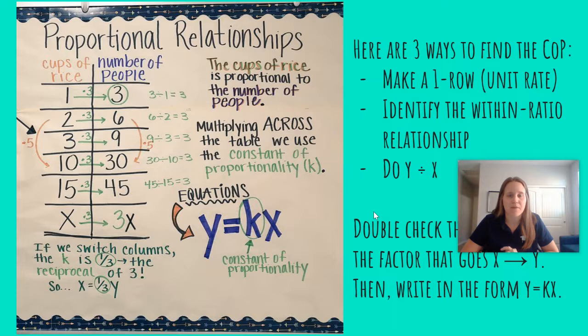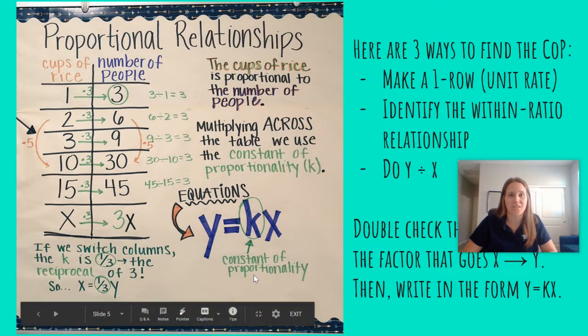This is the same anchor chart as yesterday. I just want to highlight for you a different part of this anchor chart. So we talked about how to find the COP yesterday. I put those 3 ways here again for you today, but I do want to point out that today we're working on this equation. So typically an equation for a proportional relationship comes in this form, y equals kx, where k is the constant of proportionality.